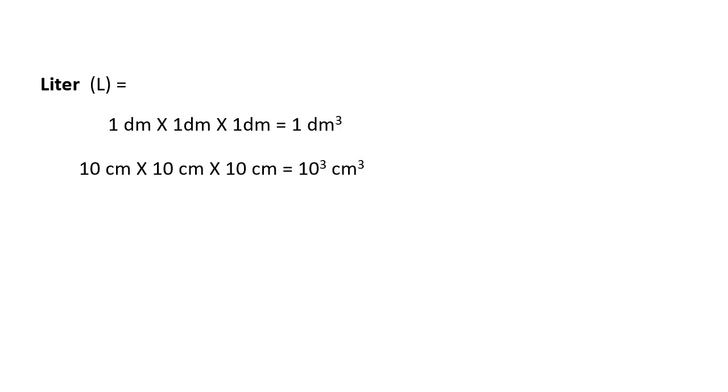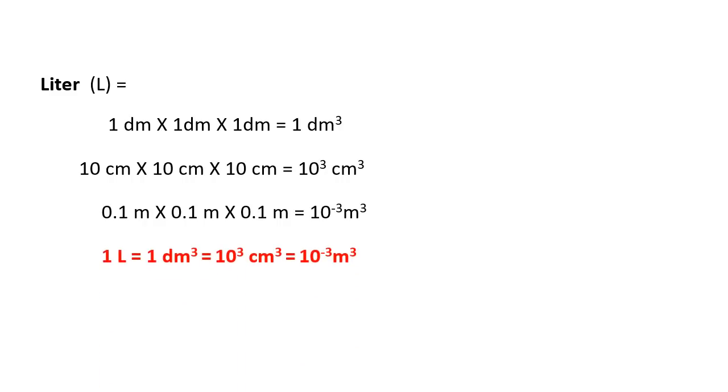To express that in different units, a decimeter is 10 centimeters. So 1 decimeter cubed is actually 1000 centimeter cubed. To express that in meters, we know that 10 centimeters is a tenth of a meter. So 0.1 meter multiplied by 0.1 multiplied by 0.1 meter, that is 10 to the power minus 3 meters cubed. So the definition of 1 liter is actually 1 decimeter cubed, which is equal to 1000 centimeter cubed, which is equal to 10 to the power minus 3, 1 of 1000 of the meter cubed.